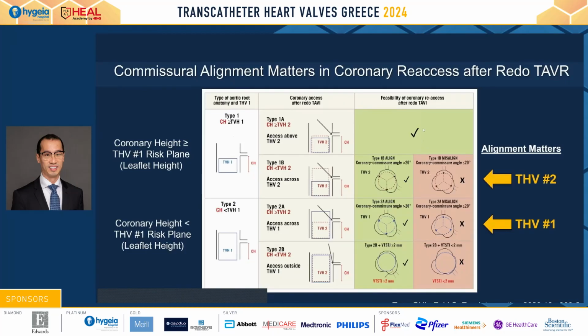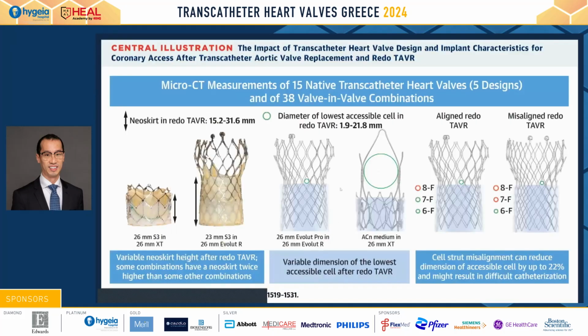And you can see that if you have 2 valves in place after redo TAVR, the commissure alignment of the second valve is important. If the first one is a short one, the second one being tall would be important, and vice versa. If the first valve is a tall valve, then the commissure alignment would matter first, especially if the second valve is a short valve or particularly a tall valve. The problem with the tall and tall combination of redo TAVR is that these 2 valves don't align in the cells. So really you reduce the cell opening significantly after the second valve goes in. In fact, it might not even be feasible to perform coronary access afterwards.